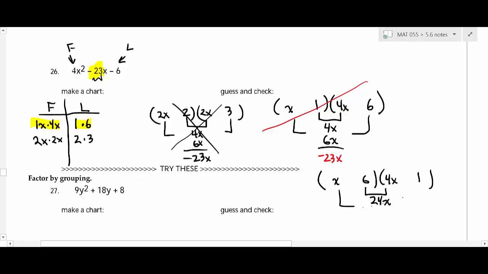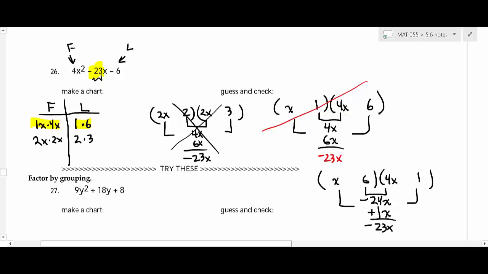24x. 1 times x. 1x. What are we after? What do you think? I like it. Okay, I found it. So how do you make the signs go for 24 and 1? Negative 24 plus 1 like that.